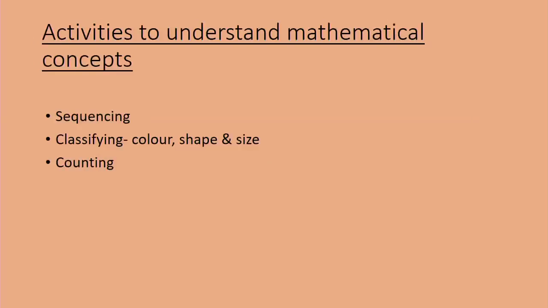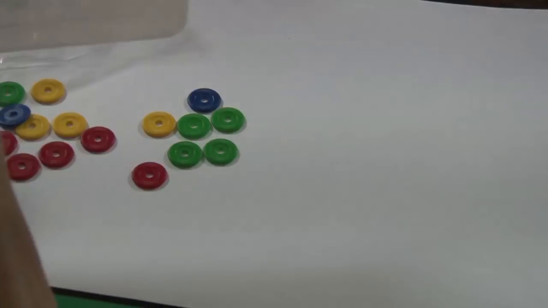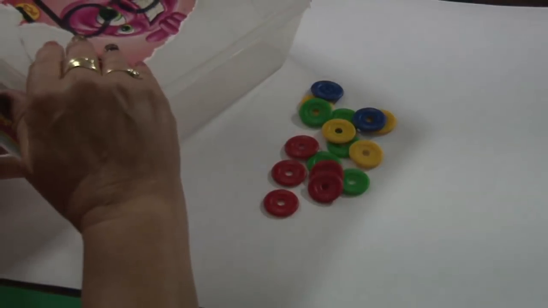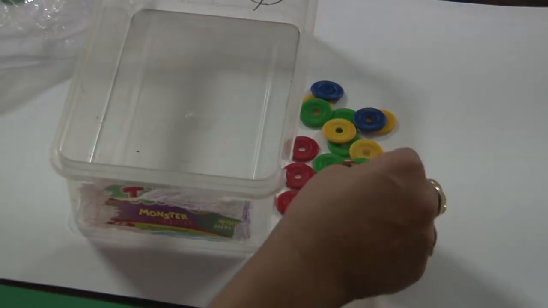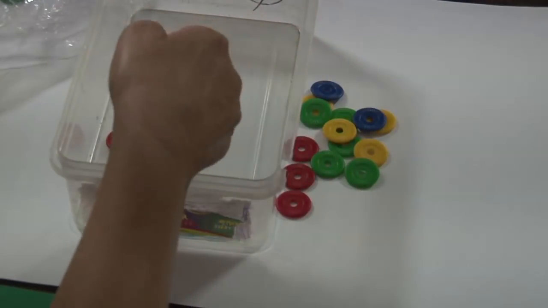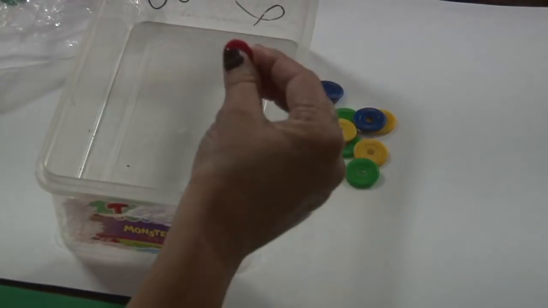Right, we'll talk about sequencing, classifying, and now comes counting. When it comes to counting, I make use of my counters again. For a learner at pre-primary or junior primary age, I give them a few counters. I give them a box, and the learner now has to take the counters one by one and count them. And at the end, the learner should tell the teacher how many objects. So they do it practically.